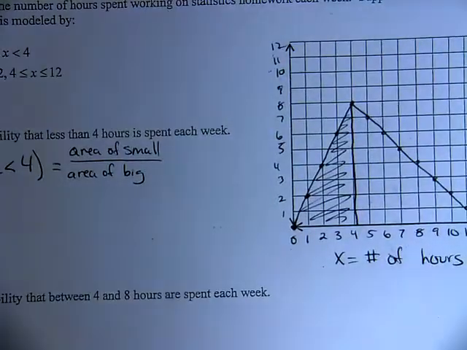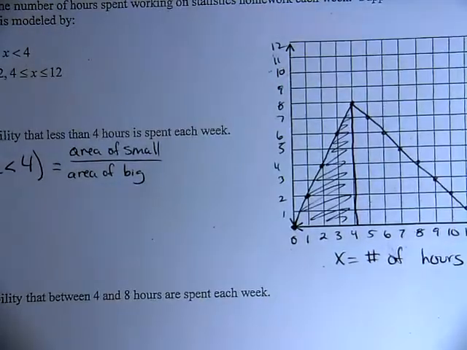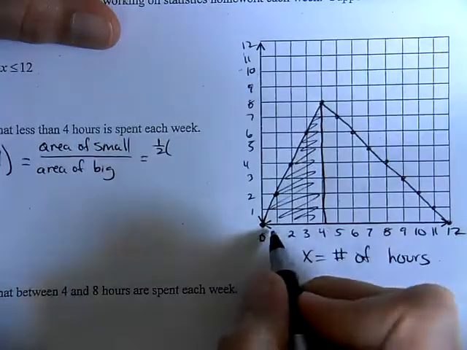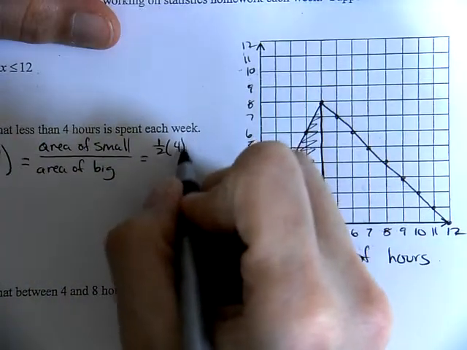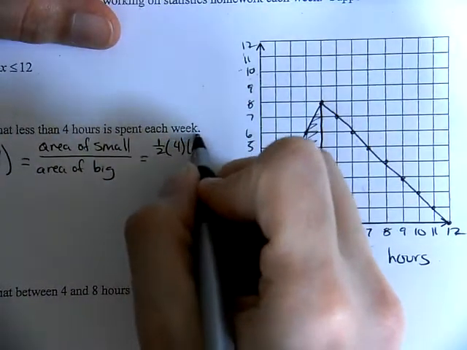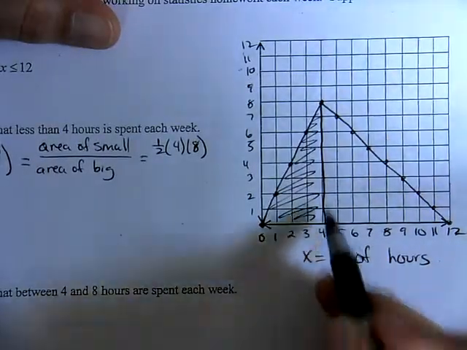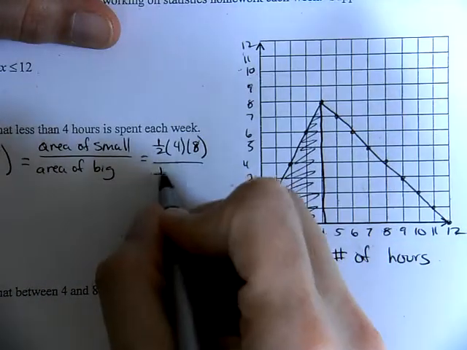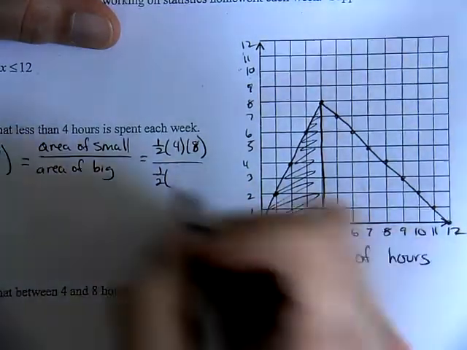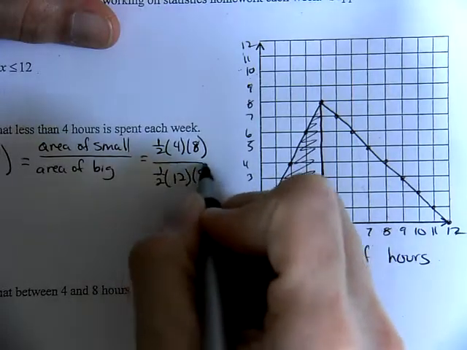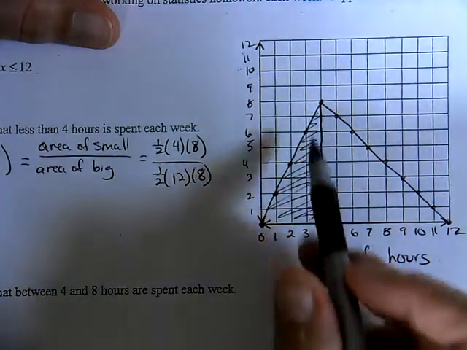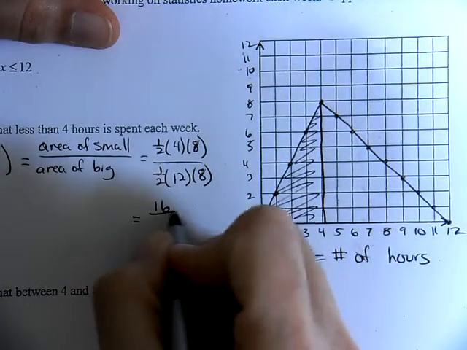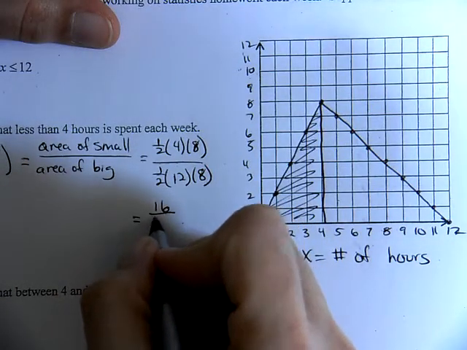So I need to remember triangle area. It's half base times height. So for the small, it's going to be half, the base is 4, the height is 8. So half of 4 times 8. The big triangle, this whole thing, would be half 12 times 8. Because 12 would be the base, 8 would be the height. So this one's 16, 48.